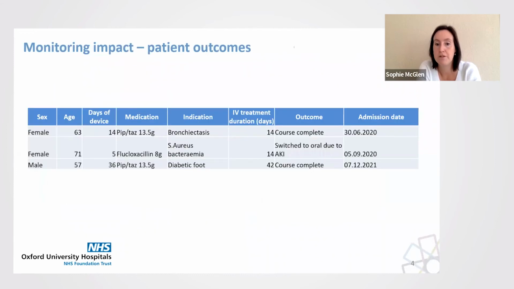The table shown is an example of the data gathered by OUH and includes the condition treated, treatment given, and how long patients receive treatment via an elastomeric device, and the overall outcomes. This table also enables the service to provide activity data that will be discussed shortly. Patient feedback is also an important part of monitoring the outcomes of the service, and this is covered in a later presentation.